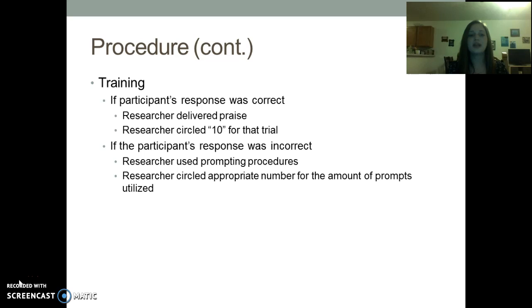So during training, if participants were correct, they received a 10. If their response was incorrect, prompting procedures were utilized. They could either get an 8, a 4, or a 2. However, if the participant completely refused to respond at all, they received a 0.